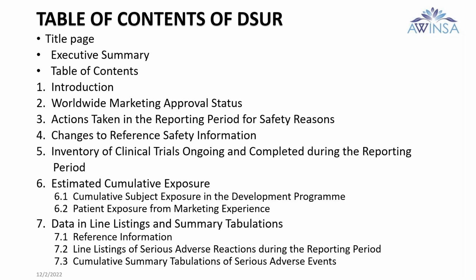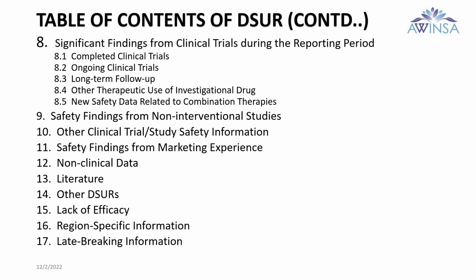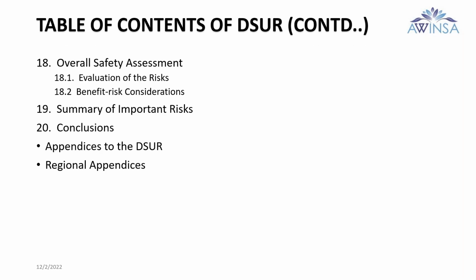But there are different sections, as you can see, including the cumulative exposure or the data in the line listings and summary tabulation, which actually come from different departments of the sponsor team: from regulatory affairs, from data management, from clinical operations, or from the safety department too. So the most important point is inclusion of the safety data and any significant finding from the clinical trials during the reporting period. And there are sections 18 and 19, which are the overall safety assessment or the evaluation of the benefit-risk, and ultimately the conclusion of the DSUR based on the information presented in the DSUR for that particular reporting period.